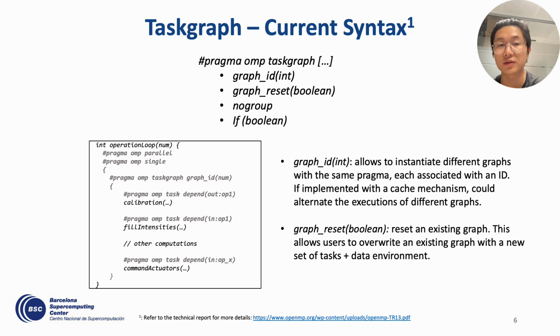And what if we want to, for example, erase a previously recorded graph with the ID 1? Then we can use the graph_reset clause, which takes a boolean as the argument. What it does is, if the boolean condition is true, it will erase a previously recorded graph with the graph_id specified, and the new graph that is going to be recorded will be stored for that specific ID.